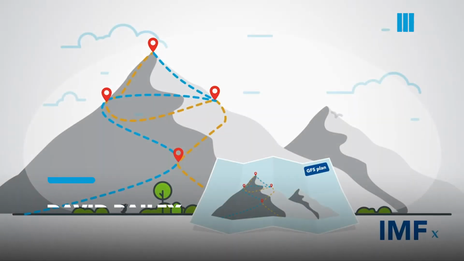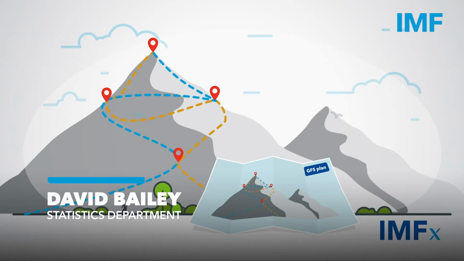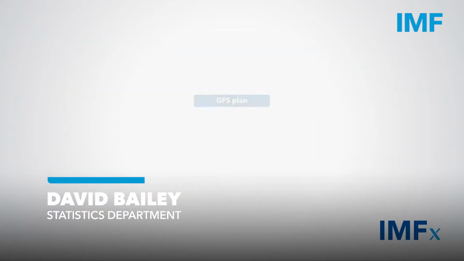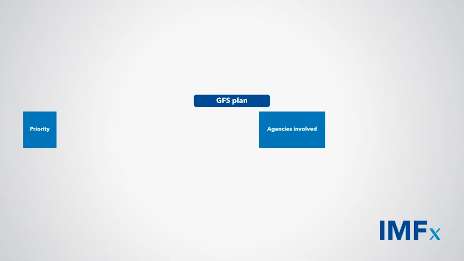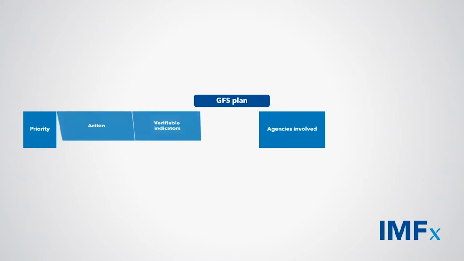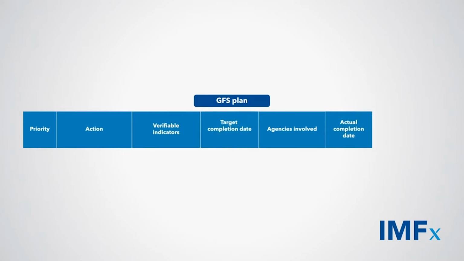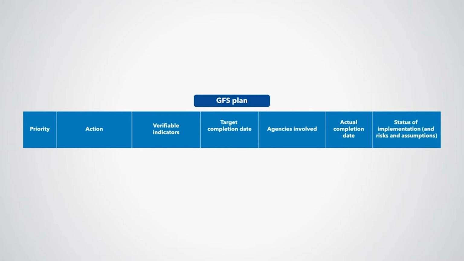An integral part of the GFS plan is a results-based timetable that outlines each priority step and process, with information on who is involved, which agency and subunit, what measurable outcomes or results are sought, and by what date. It could also add the status of implementation and risks and assumptions associated with the achievement of each result, as well as the resources that are expected to be needed.